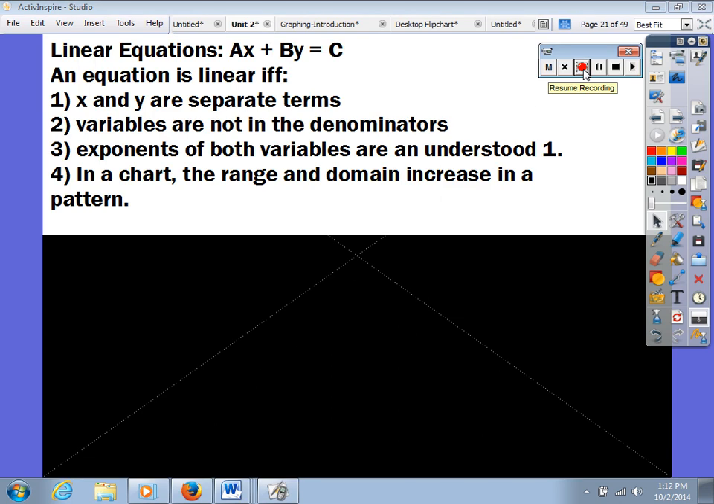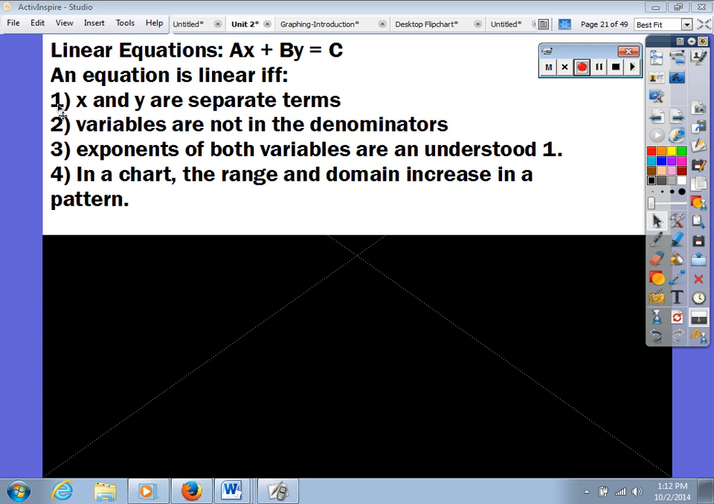These are our rules just to help us remember what a linear equation is. And note, this is the standard form of an equation of a line, but you can also write it as y equals mx plus b, which is the slope-intercept form. So there's multiple ways you can write it. But an equation is linear, and this means if and only if. That's what those two F's mean, if and only if.